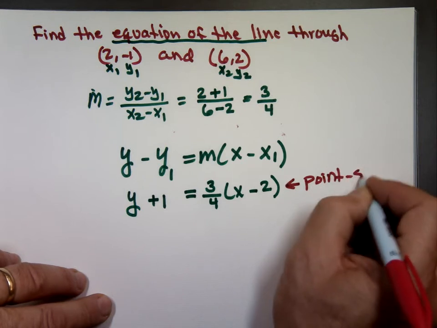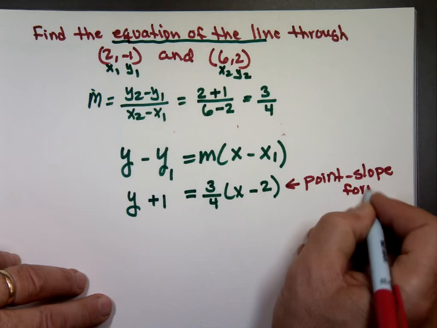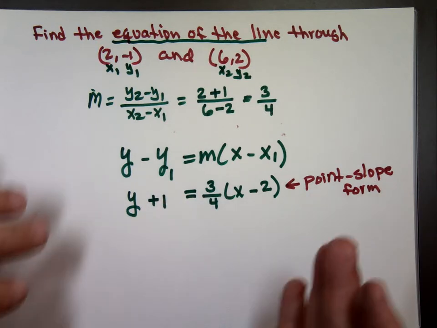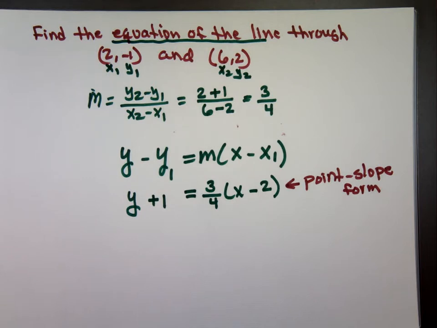I've seen it more than once. They said leave the answer in point slope form. And if you go and solve it for y, they'll mark it wrong. They want it in this form, so leave it alone. Now, if they said put it in slope-intercept form, that means you're going to solve it for y.